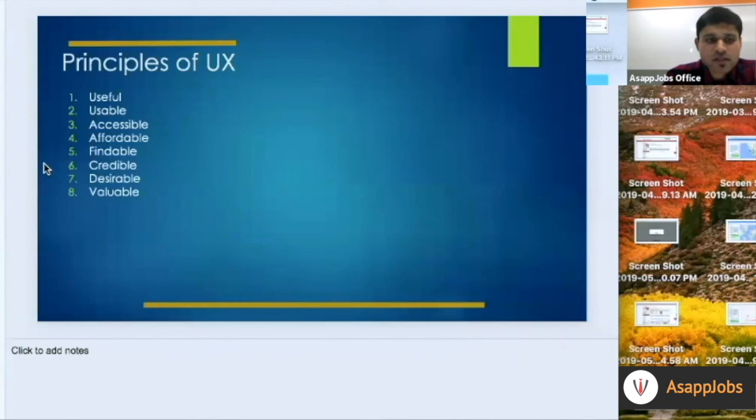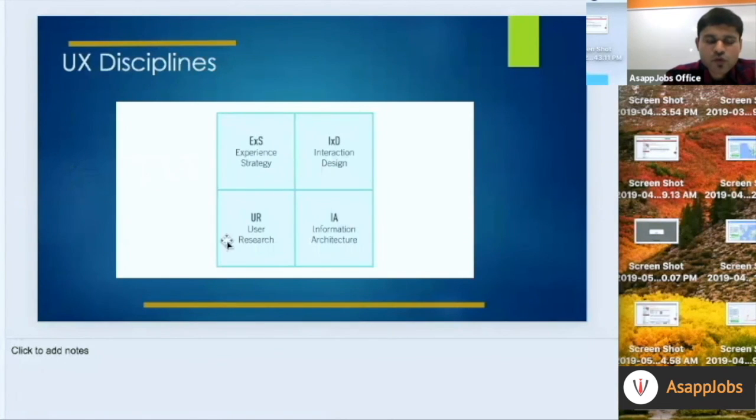The next is user research. By user research, you would understand your customers, and then you would be able to figure out the problem. So user research is again the third discipline of UX. Then one of the most important is interaction design.